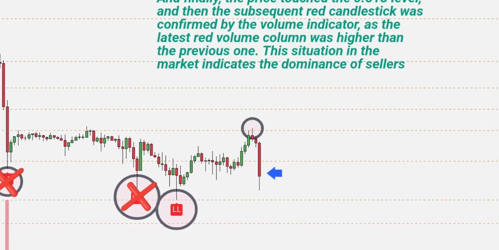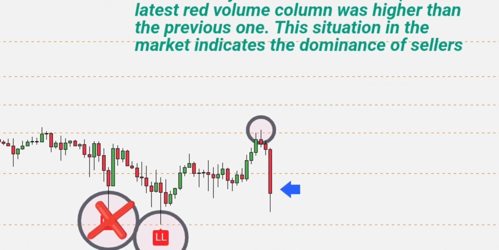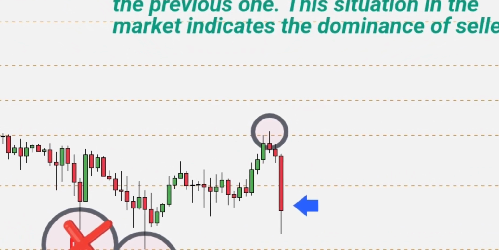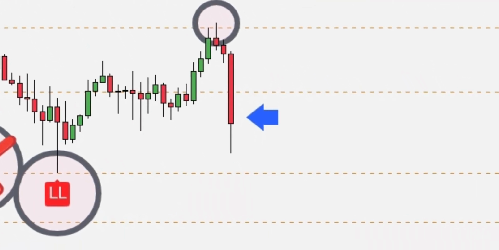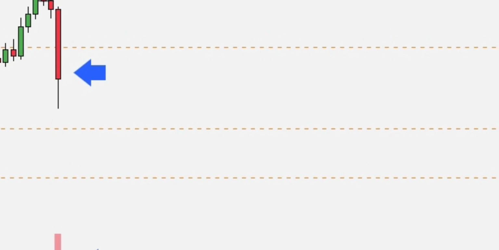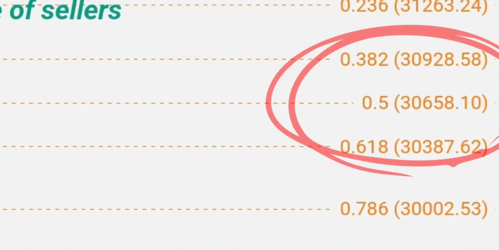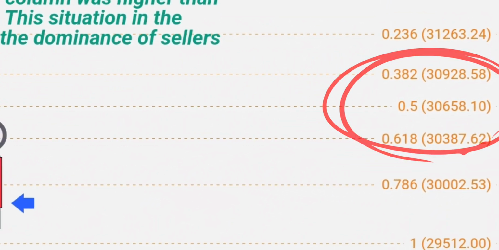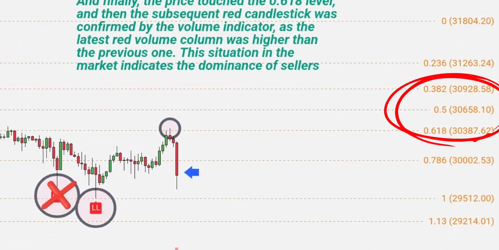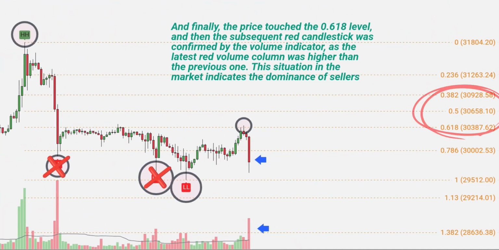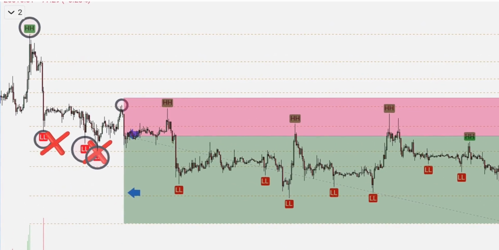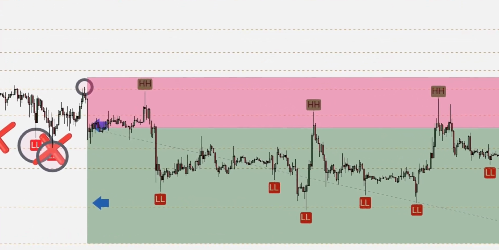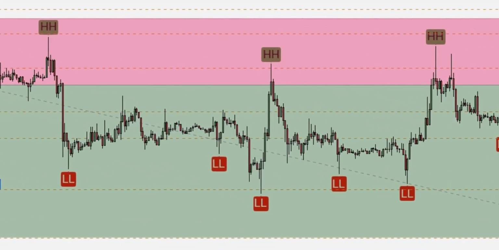And finally, the price touched the 0.618 level, and then the subsequent red candlestick was confirmed by the volume indicator, as the latest red volume column was higher than the previous one. This situation in the market indicates the dominance of sellers. The price has finally reached our initial target at Fibonacci 1.618. We've had a long but successful trade.